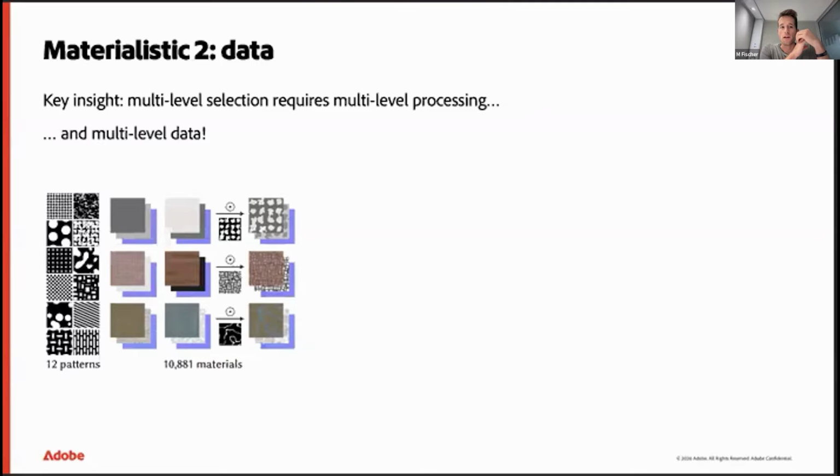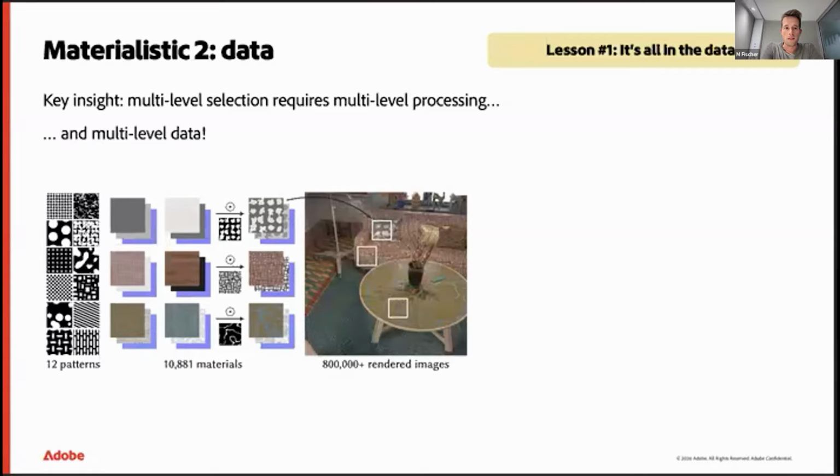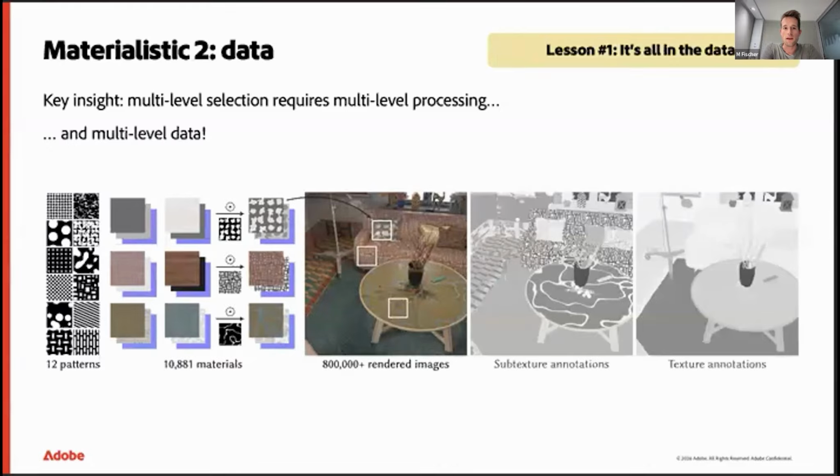So here on the right of this figure, sorry, you see how those masks are blended into each other based on the patterns. And then we took them and we rendered them into scenes. So that gives you 800,000 rendered images with 2-level annotations. You have subtexture annotations and texture annotations. And you can already see lesson number 1 make a comeback here, how this is all about the data.